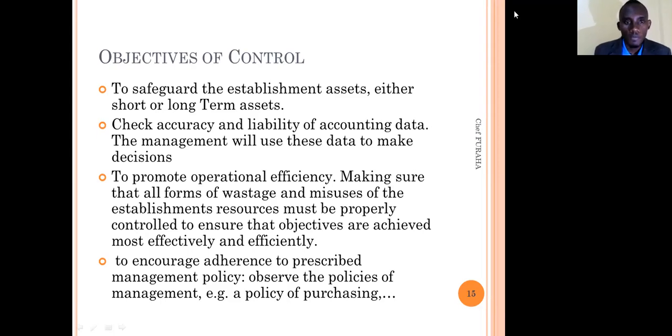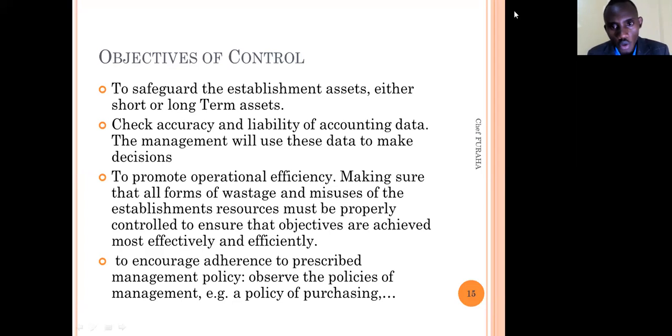We also have another objective of checking the accuracy and reliability of accounting data. It will enable us to see how accurate and reliable the accounting information is. If the accounting data says that we have made sales of $10,000, is it true? The objective of the control process will be to check whether that information is true and reliable.